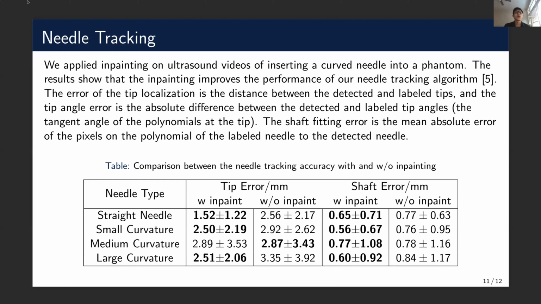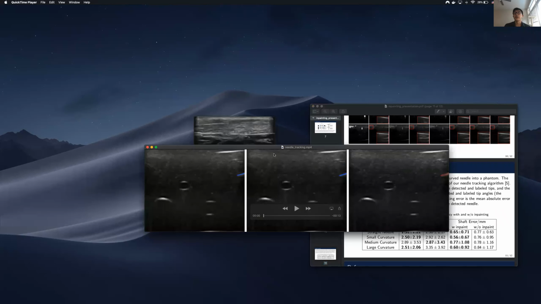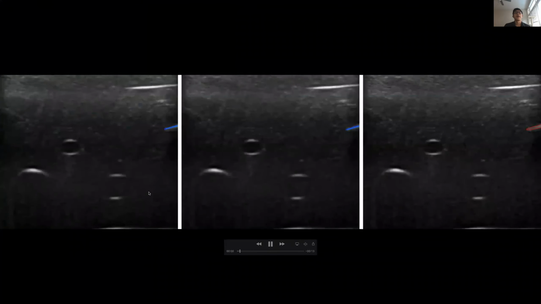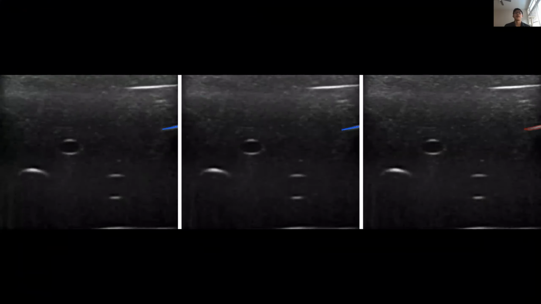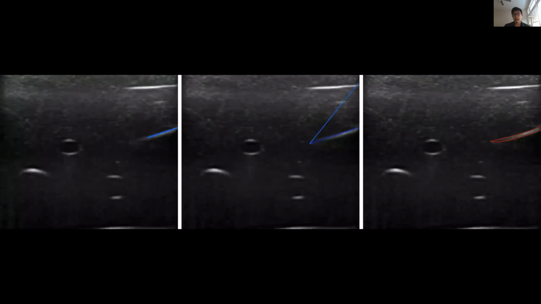Here's a quick example of the needle tracking. The left one is the result based on Inpainting, and the middle one is without Inpainting, and the right one is the ground truth. So it's pretty clear that our method improved the results of needle tracking. And that's it for our work. Thanks for listening.